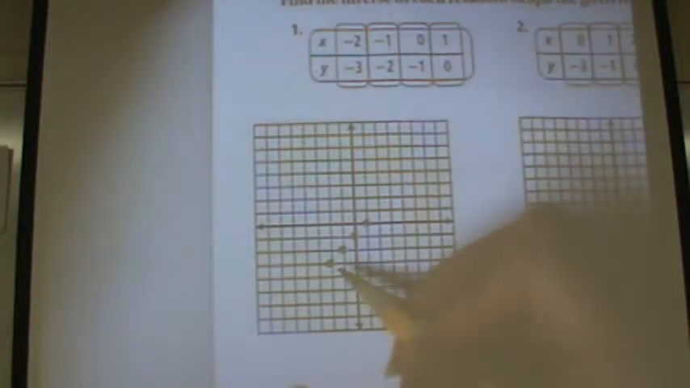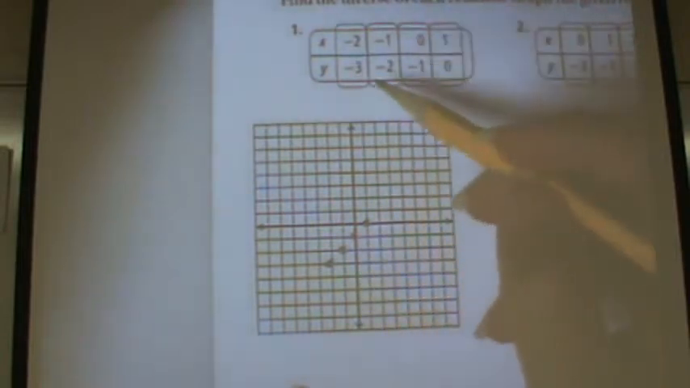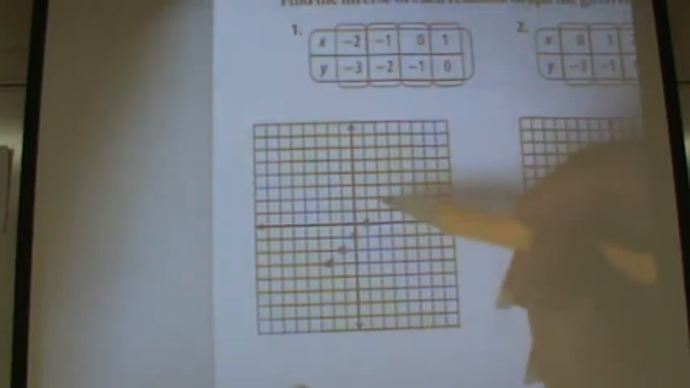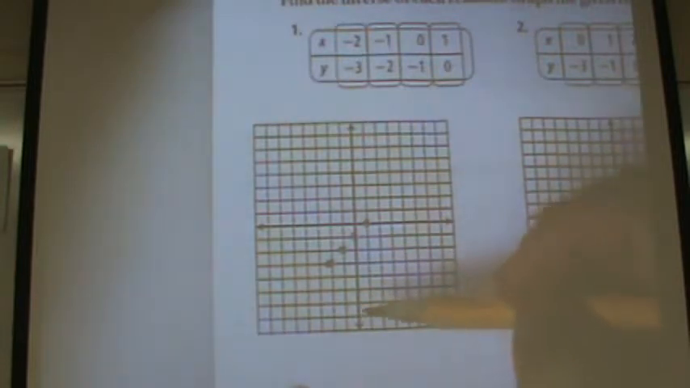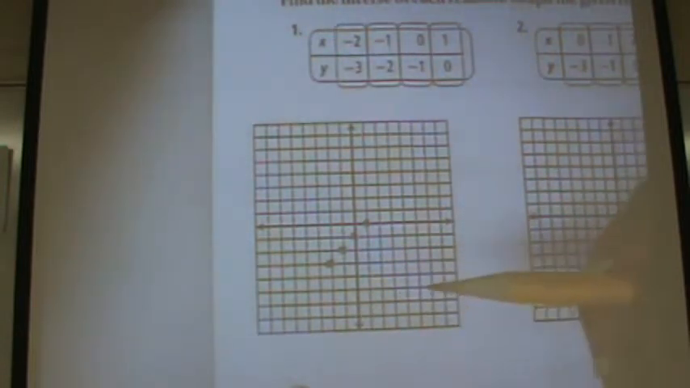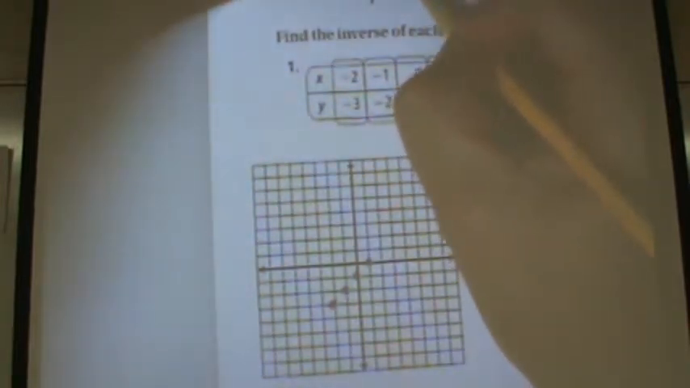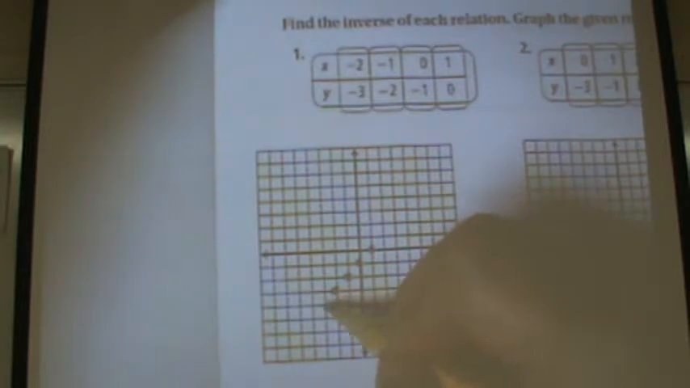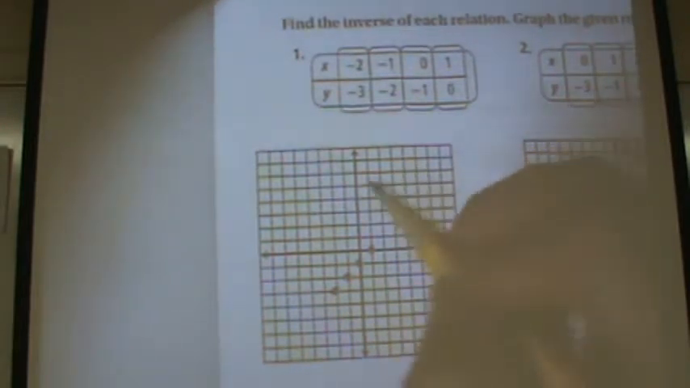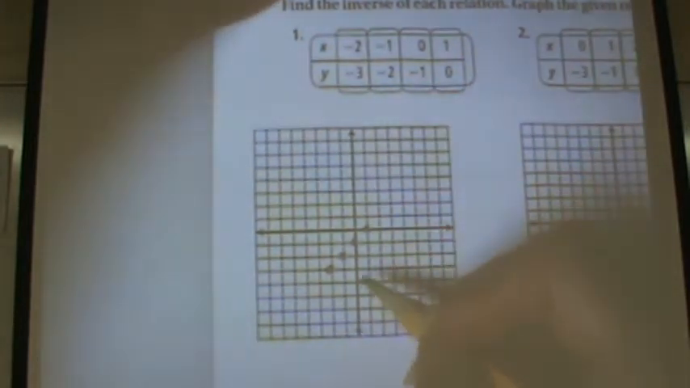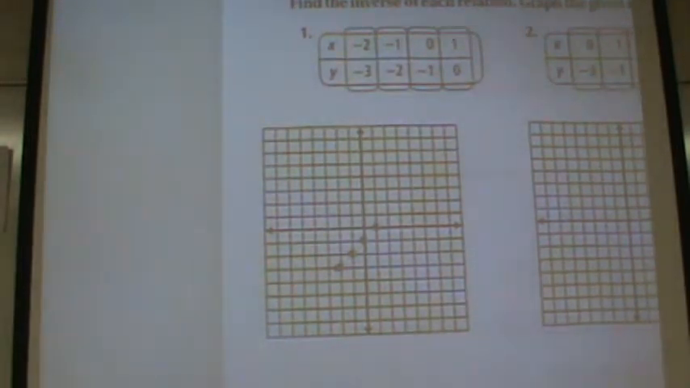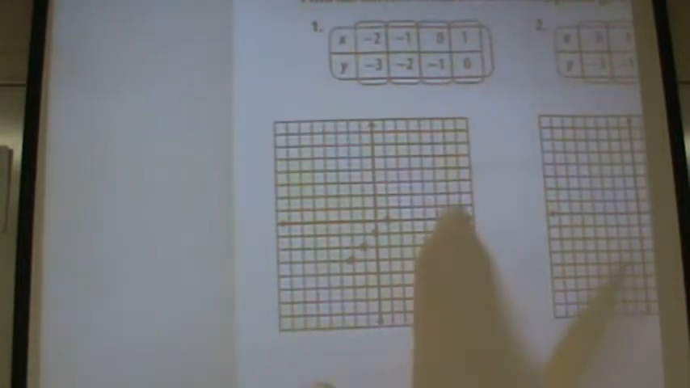Now, it does not say connect the dots. This relation is not an equation. It does not say y equals 1x minus 1. If it said y equals 1x minus 1, then you can connect the dots. But this relation is just these 4 points. Done. So that is the relation (-2, -3), (-1, -2), (0, -1), and (1, 0).